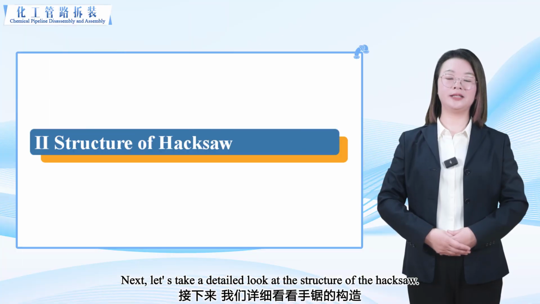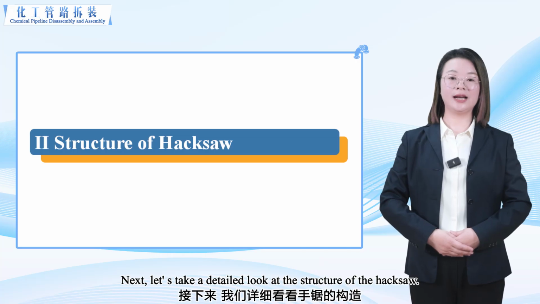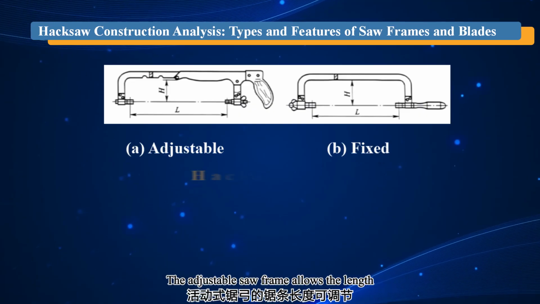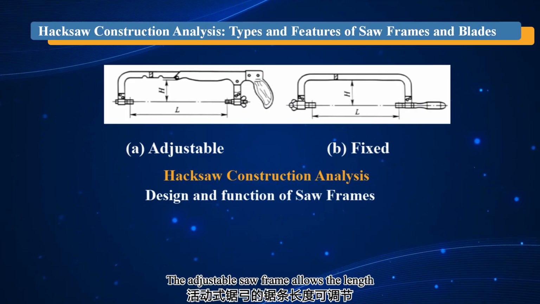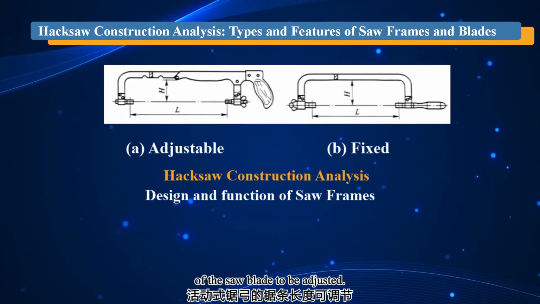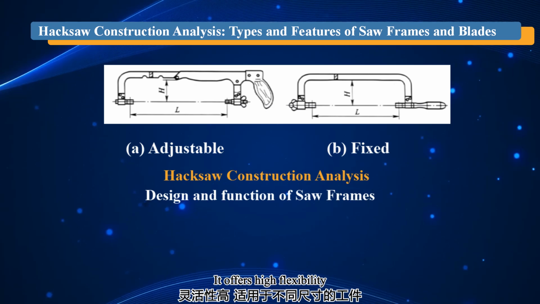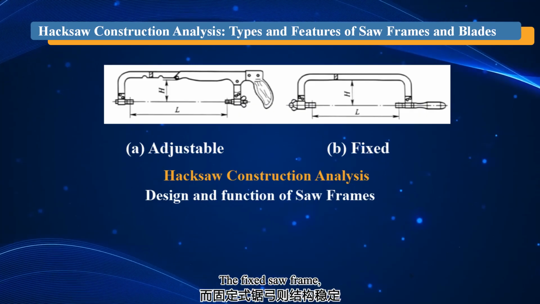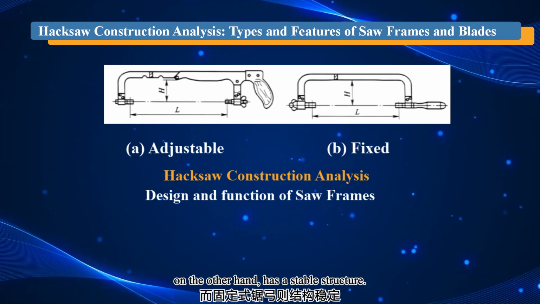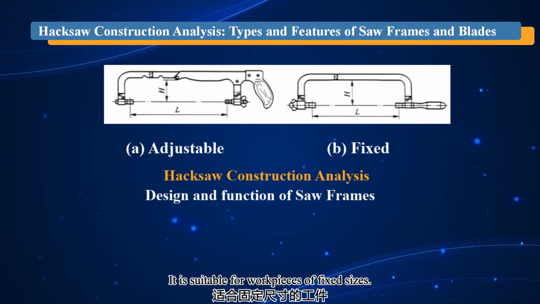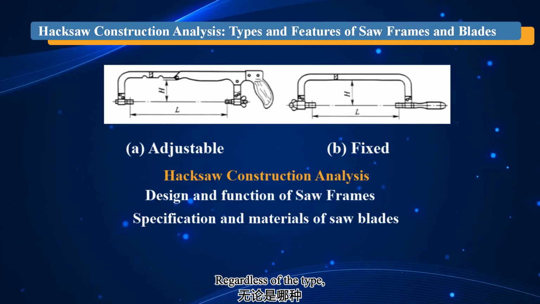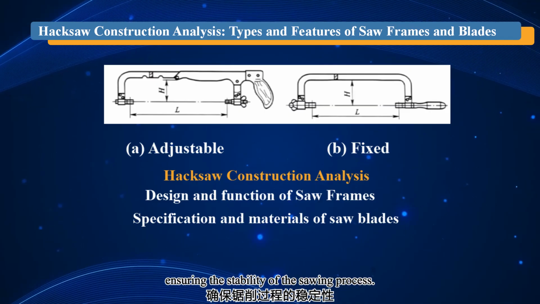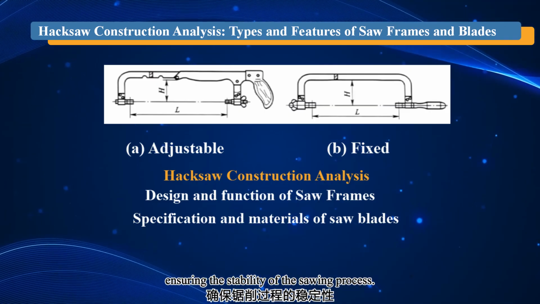Next, let's take a detailed look at the structure of the hacksaw. The saw frame is divided into adjustable and fixed types. The adjustable saw frame allows the length of the saw blade to be adjusted. It offers high flexibility and is suitable for workpieces of different sizes. The fixed saw frame, on the other hand, has a stable structure. It is suitable for workpieces of fixed sizes, regardless of the type. The saw frame is usually made of strong and durable steel plates, ensuring the stability of the sawing process.